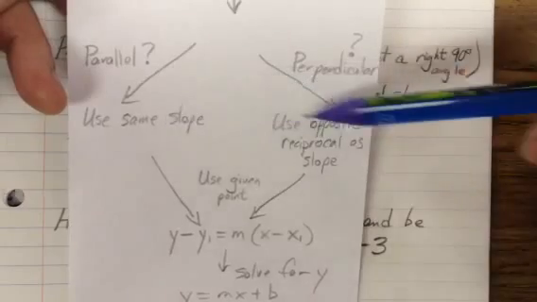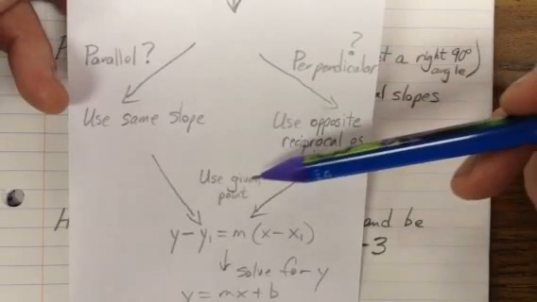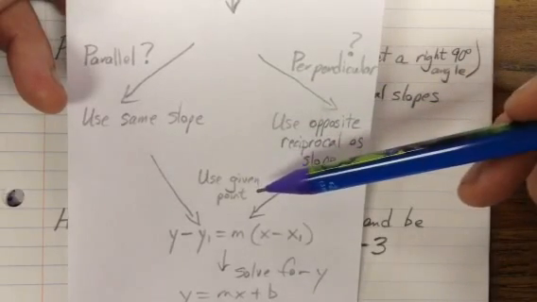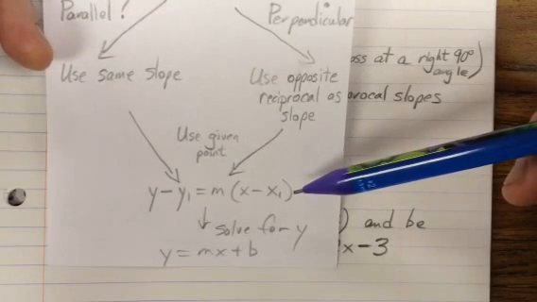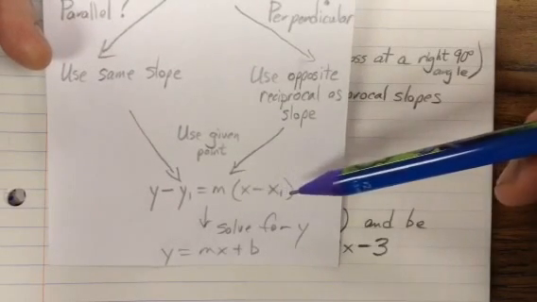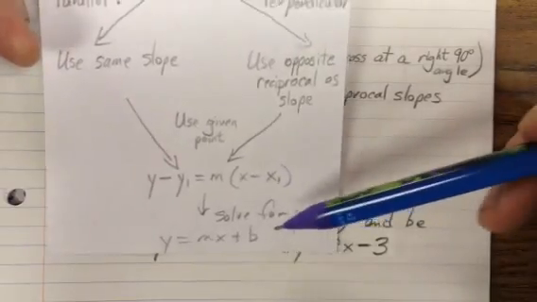Once you figure out what slope you're going to use, take the given point in the problem, and you will be given a point to go through. Go to your point slope formula. Remember, that's a great place to start. Throw your numbers in, throw your slope in, and solve for y, and you have your answer.